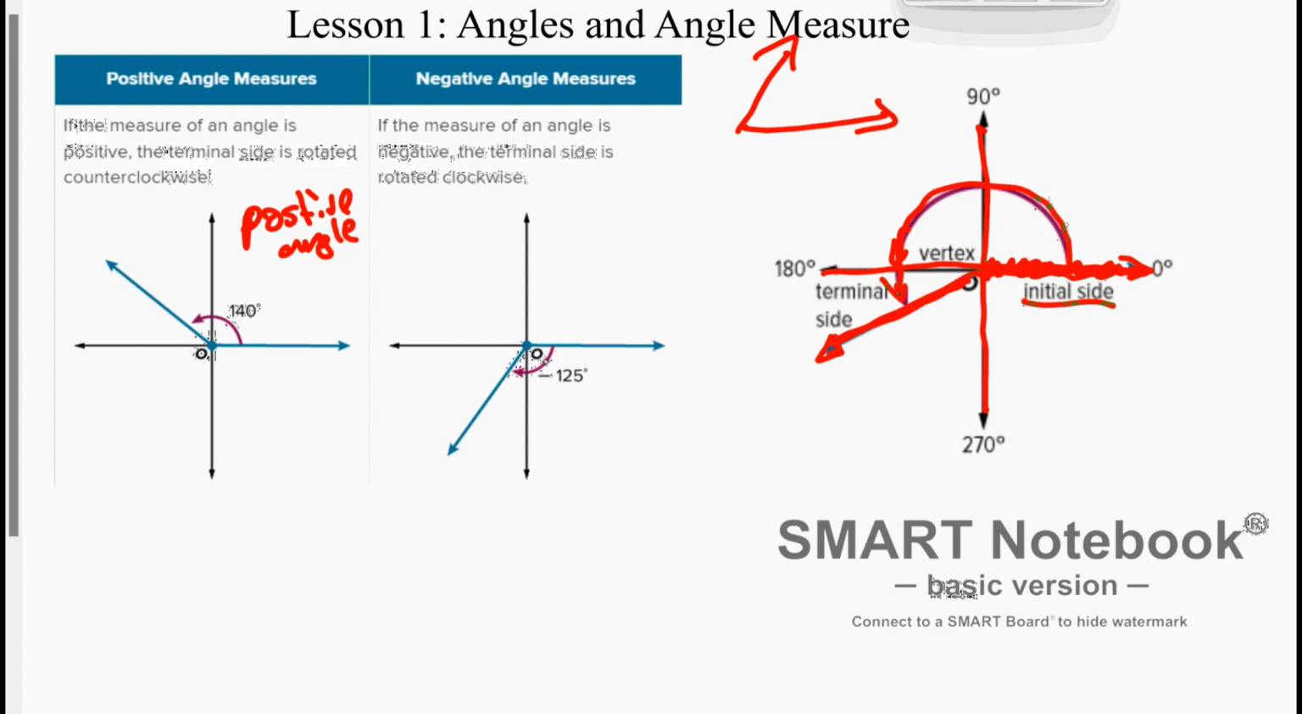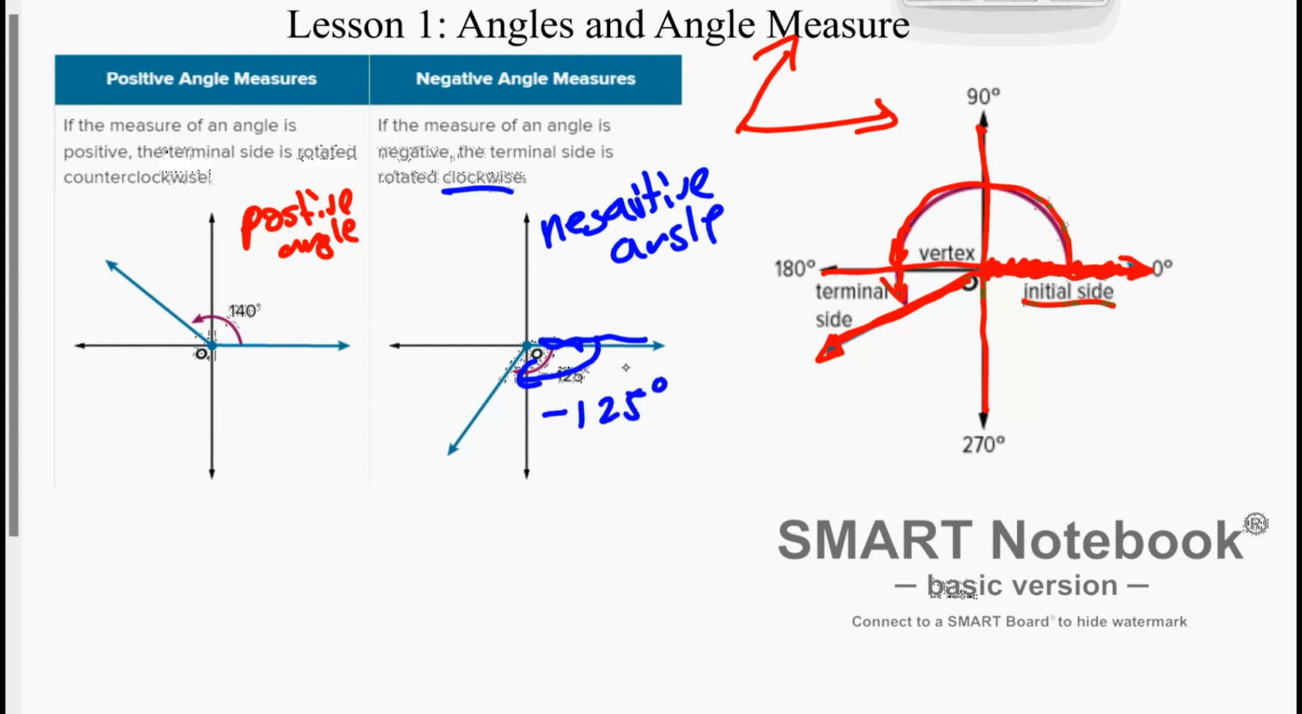Now, if I start on that initial side and open down clockwise, that's a negative angle. So this would be negative 125. And then we have these angles: 90, 180, 270, and 360, and then we can just keep on going, adding 90 for each quarter turn. A half turn is 180, a full turn is 360.